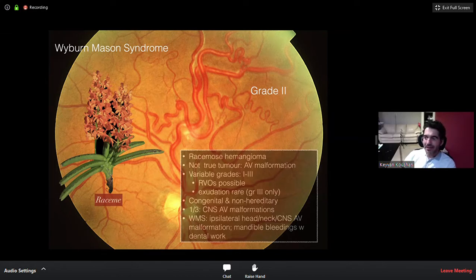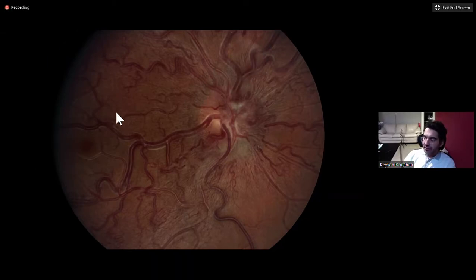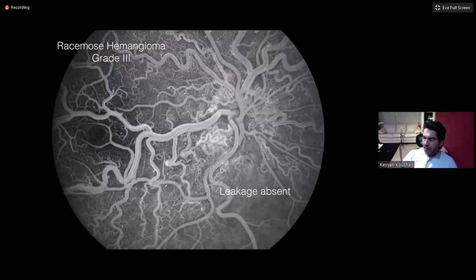Okay, Wyburn-Mason syndrome. This is a more advanced version, with more of these AV malformations involving all 4 quadrants of the retina, but still the same thing. Again, the eye usually sees fine. You don't have visual problems, and you probably will not, but you have to rule out CNS and facial AV malformations. If you do a fluorescein angiography in this person, you don't have any leakage, so usually you just leave them alone from the eye perspective.